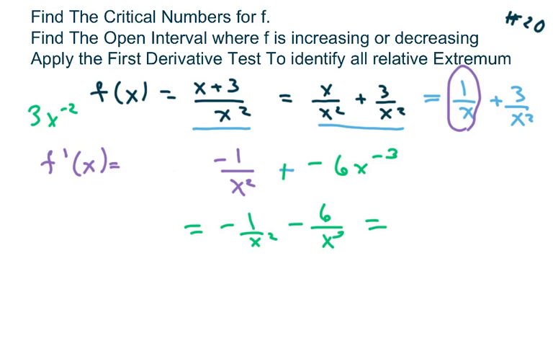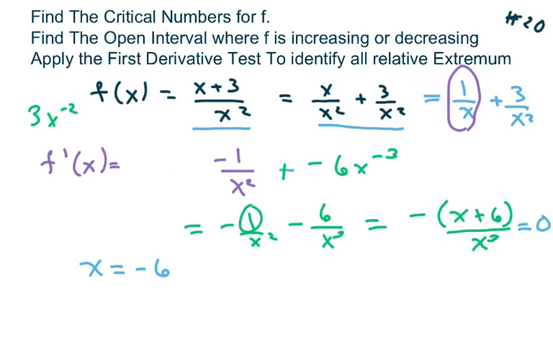I can rewrite this. I'm going to pull out the negative and have my common denominator as x cubed. That means I'm going to have to multiply this 1 by an x. So this is going to be x plus 6. Alright, so that just simplifies it a little bit. And now to find the critical numbers, we set this to 0. And that would mean my x is negative 6. So x is negative 6.